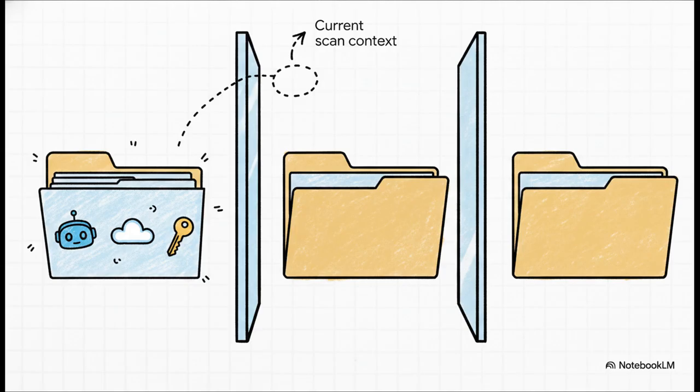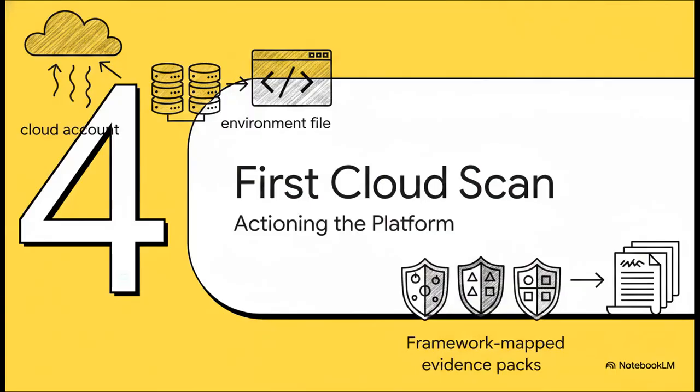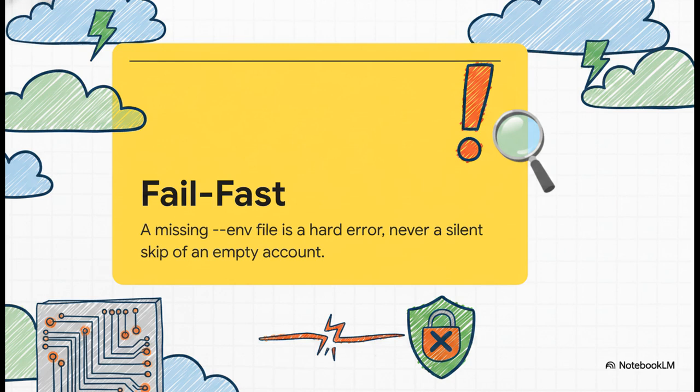No accidental cross-contamination whatsoever. Which brings us to Section 4, running your first cloud scan. Time to put the platform into action. When you're ready to trigger a scan, you point the CLI at your specific environment file and list the compliance frameworks you want to evaluate.